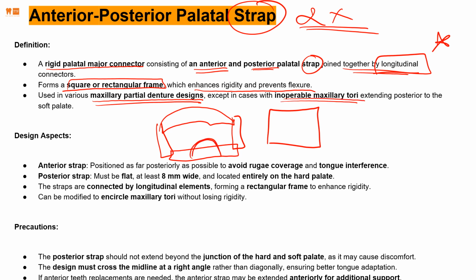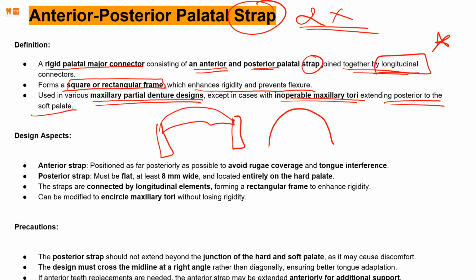What if there's a torus here? Then we can't use this. This has to go, and all of a sudden, this now looks like a U shape. Okay? Extending posterior to the soft palate, we cannot use it. Design aspect: the anterior strap must be positioned as far posteriorly as possible to avoid rugae coverage and tongue interference.